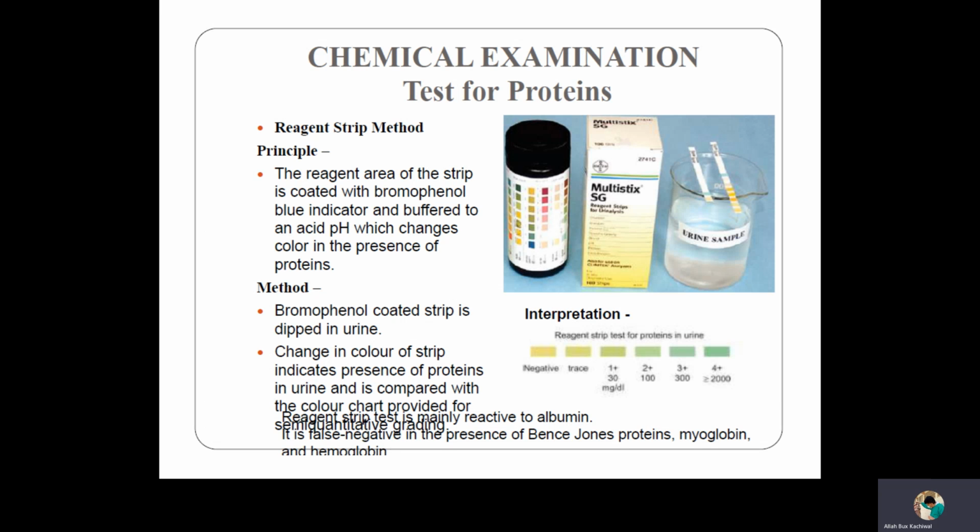In the reagent strip method, the principle is that the reagent area of the strip is coated with bromophenol blue indicator and an acid buffer. The pH changes the color in the presence of protein. The bromophenol-coated strip is dipped in urine, and a change in color of the strip indicates the presence of protein in urine. It is compared to the color chart provided as a standard, and then you interpret it.